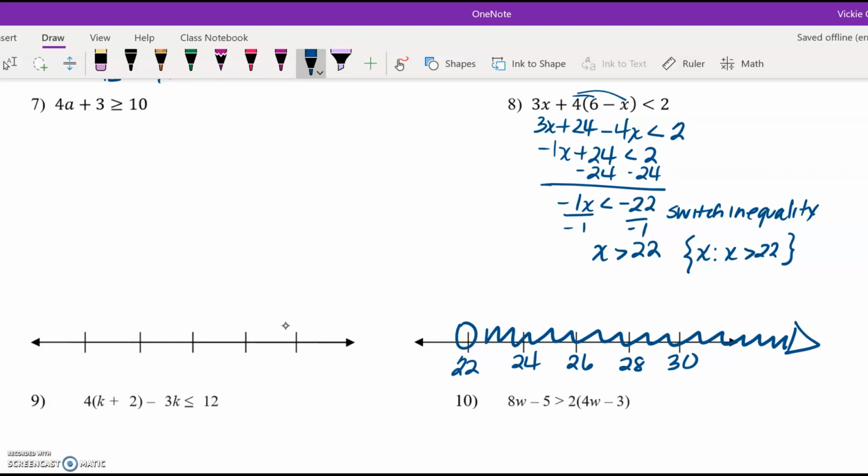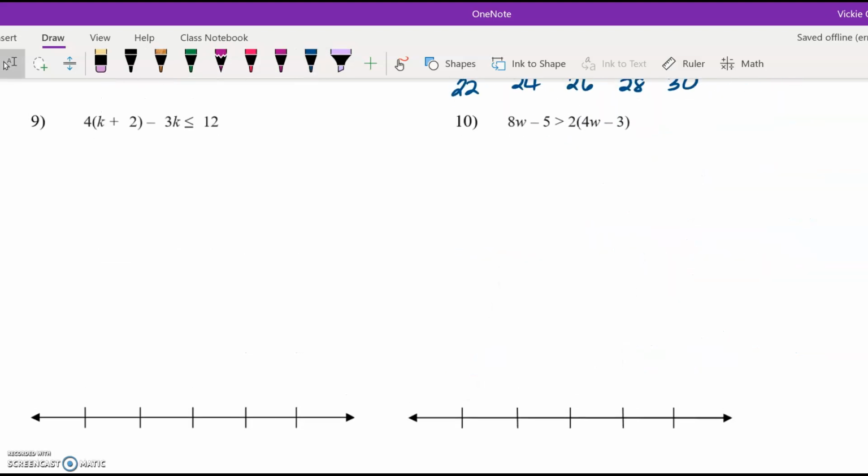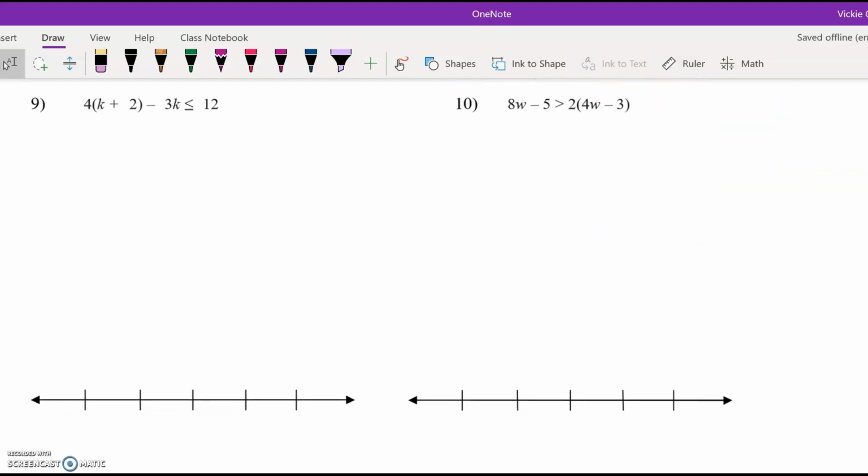Okay, let's look at number 10. 8w minus 5 is greater than 2 times the difference of 4w and 3. I'm going to distribute that too, so I get 8w minus 5 is greater than 8w minus 6. Well, what's going to happen? These are going to cancel out, and I'm going to get negative 5 is greater than negative 6. That is not true.